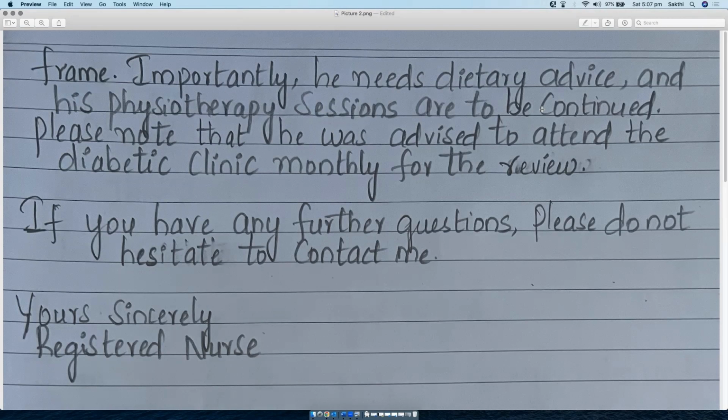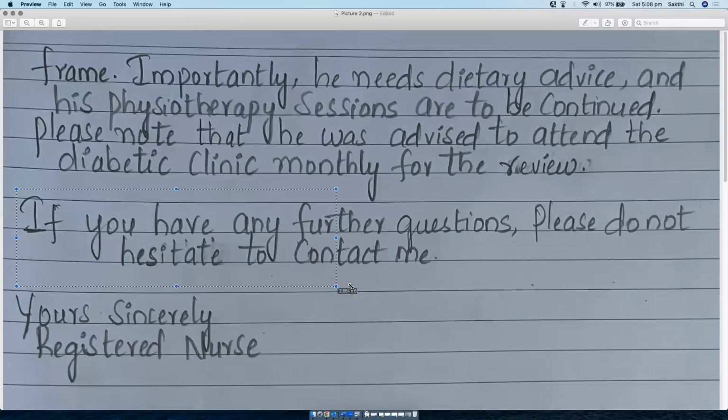Importantly, he needs dietary advice and his physiotherapy sessions are to be continued. It's better to say his physiotherapy sessions should be continued or shall be continued or ought to be continued and so on. Please note that he was advised to attend the diabetic clinic monthly for the review. That is perfect. I'm happy with that. If you have any further questions, please do not hesitate to contact me.